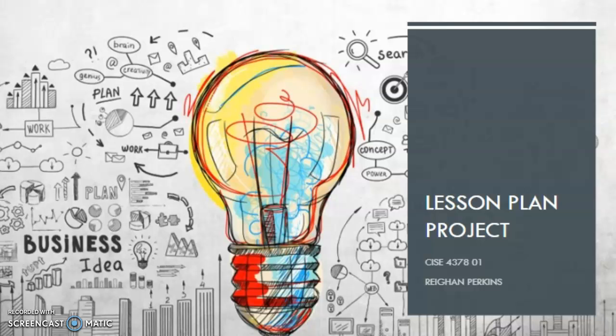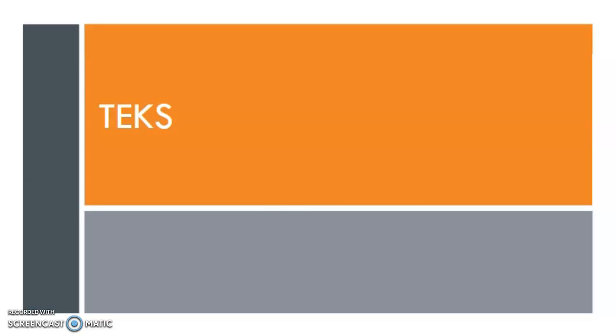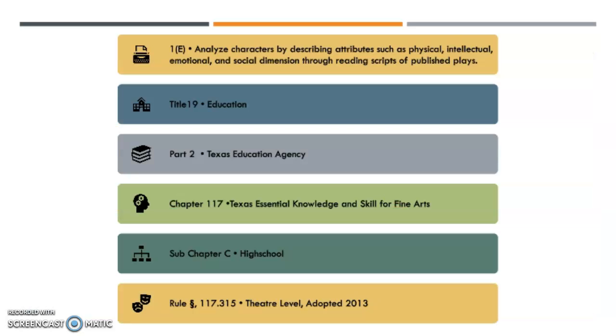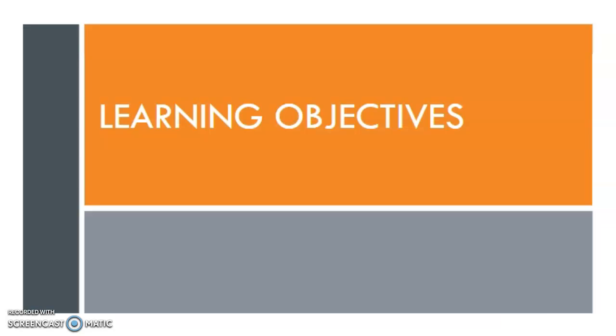So for my TEKS, I have 1E, which is analyze characters by describing attributes such as physical, intellectual, emotional, and social dimensions through reading scripts of published plays. And then here I just have the rest of the information to find this on the TEKS website.